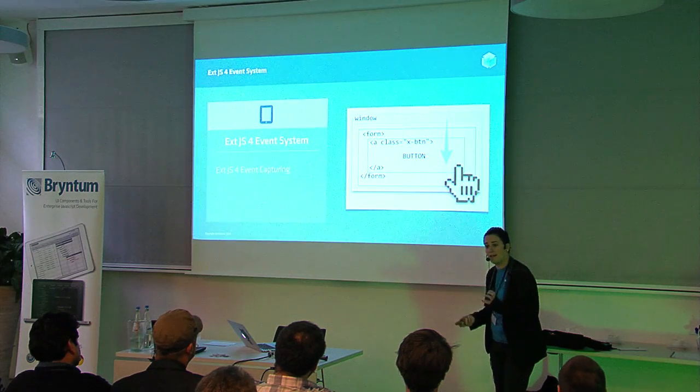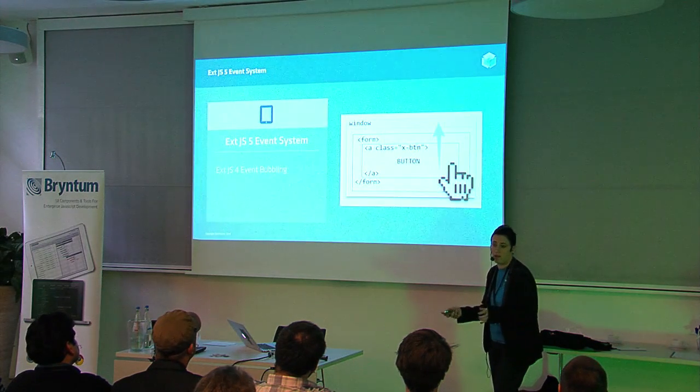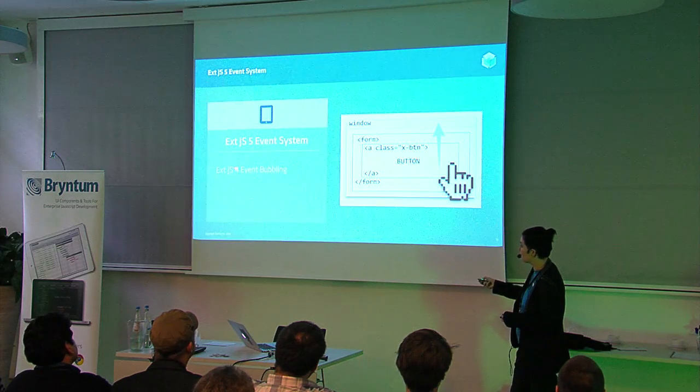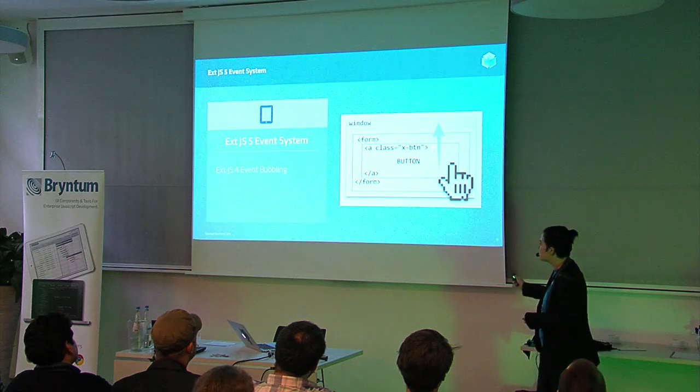And we changed that in Ext JS 5. In Ext JS 5, it's all the other way around. We call it event bubbling. Oh, actually, it's Ext JS 5 bubbling. That's a slight typo. Yeah, so it's the other way around.